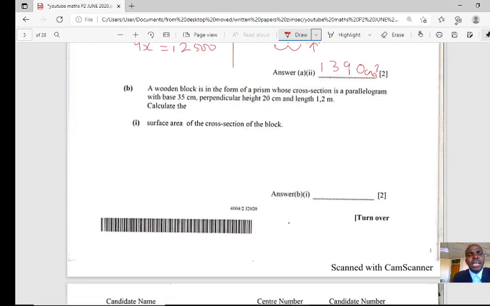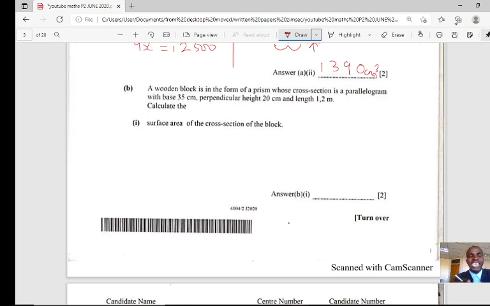Done. Next, part B, it reads: a wooden block is in the form of a prism whose cross section is a parallelogram with base 35 centimeters, perpendicular height 20 centimeters, and length 1.2 meters. Calculate item 1, the surface area of the cross section of the block. Take note, the cross section that we are given here is a parallelogram. So we just have to calculate the area of a parallelogram.